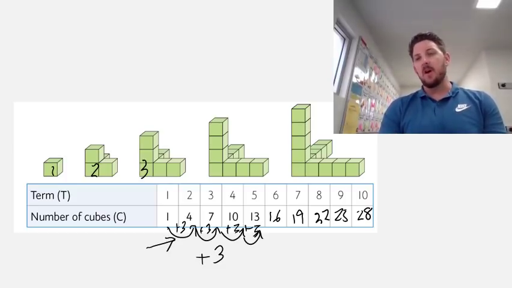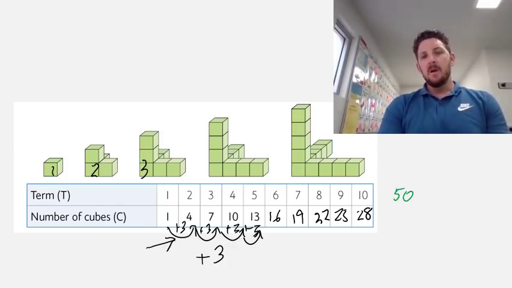The problem is, what happens if I ask you for the 50th term? Now we've got a bit of an issue. Yes, we could draw ourselves a table that went all the way up to the 50th term and add 3 each time, or we could write down +3 50 times if we really wanted to. That's quite difficult. So we need to find a general rule.